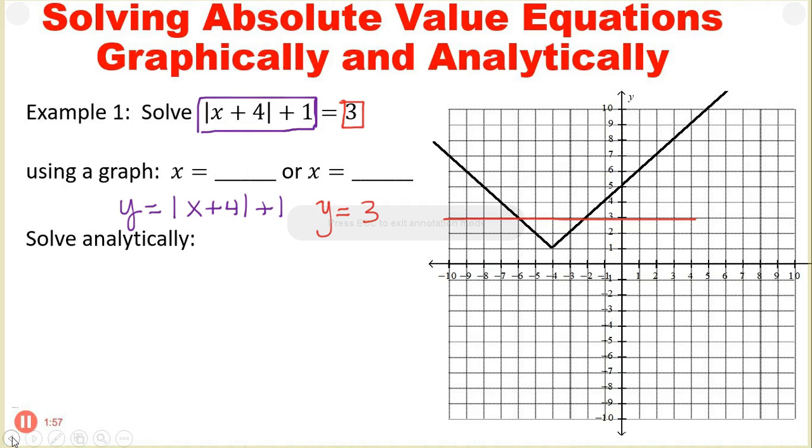Notice that that horizontal line crosses through the absolute value in two different places. So this is my first solution, and this is my second solution. So my first solution occurs where x is equal to -6. And my second solution occurs where x is equal to -2.